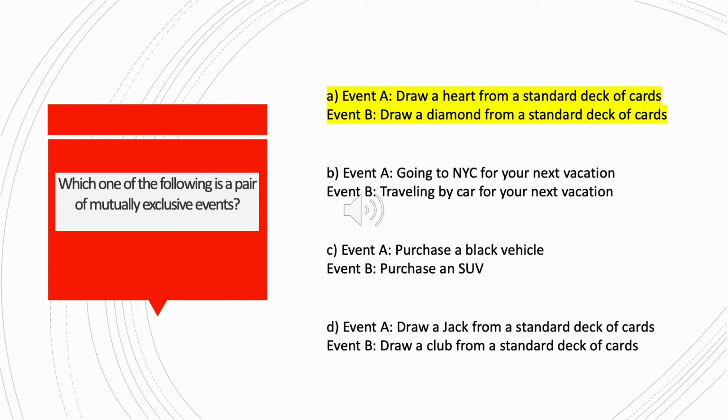If you look at the other 3 choices, it is possible to go to New York City for your next vacation and also travel by car for your next vacation. It's also possible to purchase a black vehicle that is an SUV. And finally, you can draw a jack from a standard deck of cards, and that jack could be a club. It could be the jack of clubs.